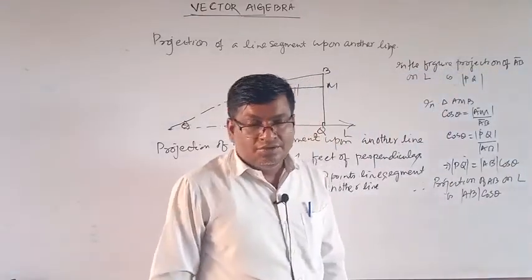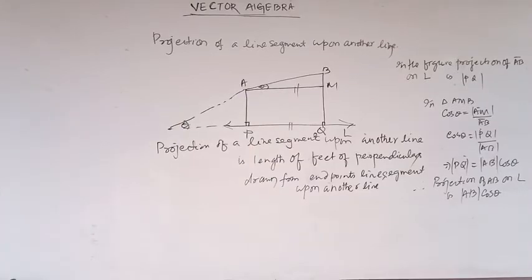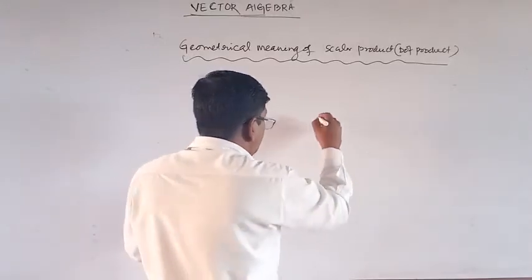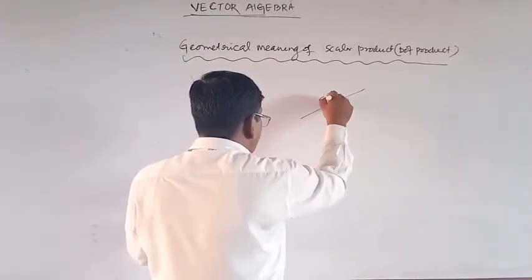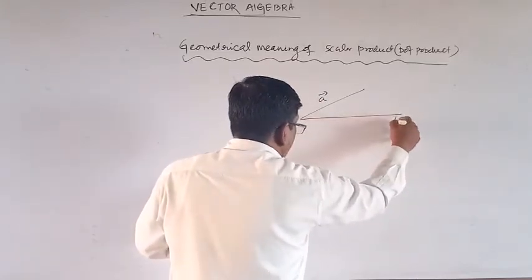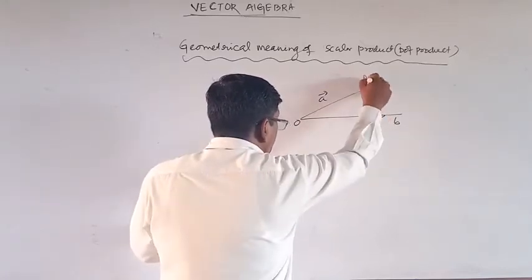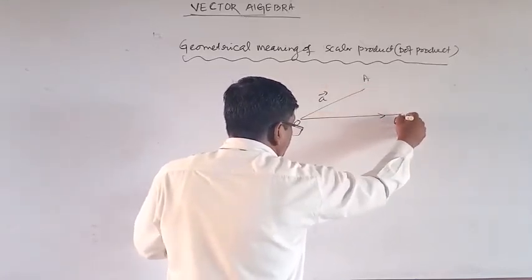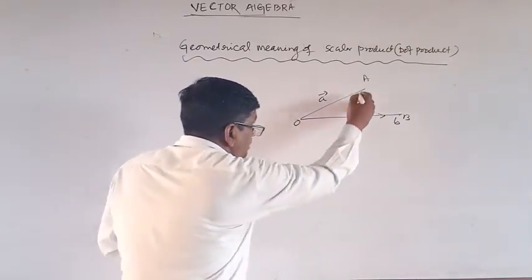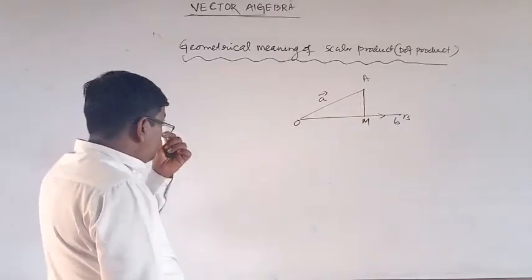Now, the geometrical meaning of the scalar product, or dot product. Suppose this is vector A and this is vector B. Suppose this is O, this is A and this is B. What is meant by projection? Draw a perpendicular. Suppose this is M.